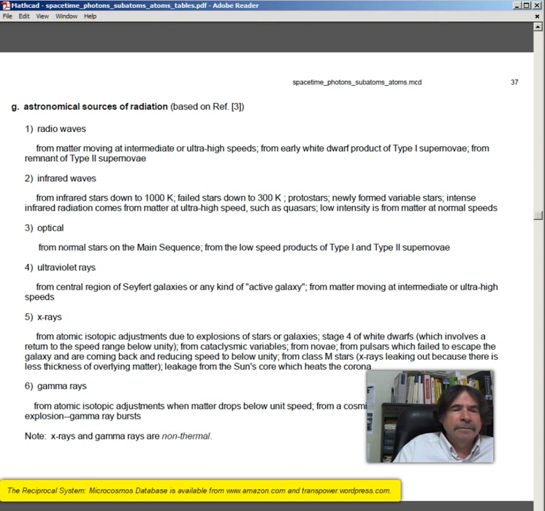6. Gamma rays. From atomic isotopic adjustments when matter drops below unit speed, from cosmic, stellar, or galactic explosion, gamma ray bursts. Note, X-rays and gamma rays are non-thermal. That is, they come from atomic isotopic adjustments.